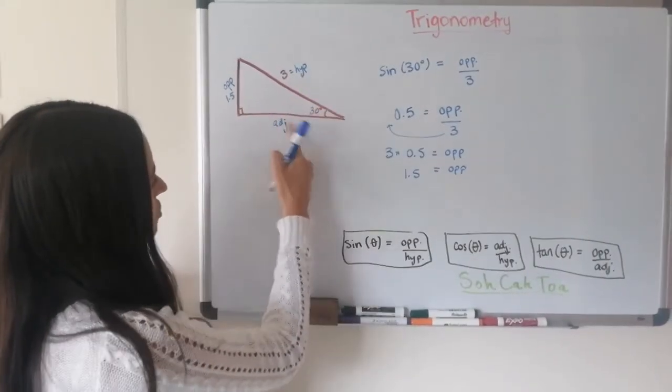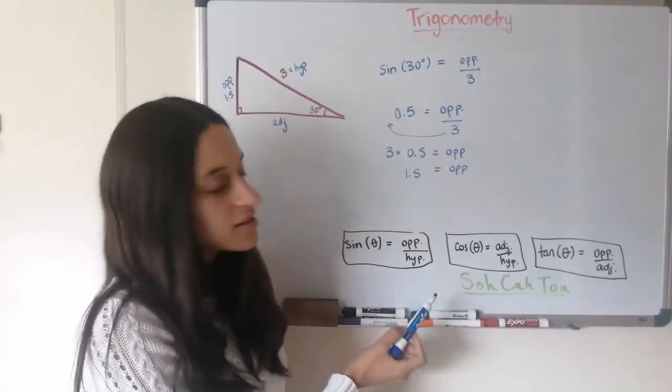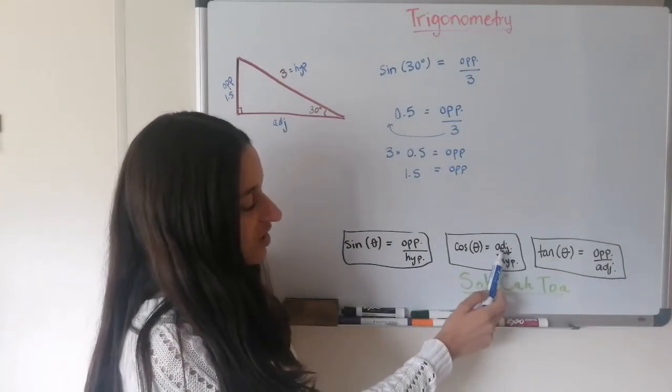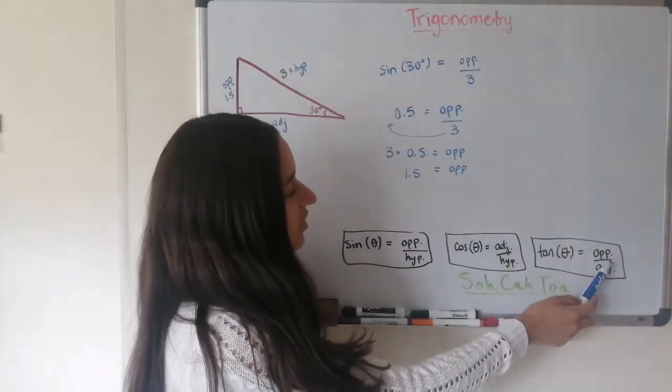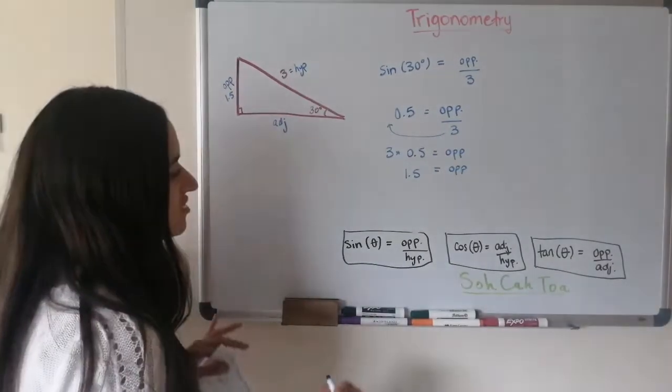Now we're also missing the adjacent. We have the hypotenuse and we have the opposite. So we can't use sine because sine won't give us adjacent since it's not in the equation. But we could use cosine and hypotenuse to figure out the adjacent. Or we could also use tangent and the opposite that we already know to figure out the adjacent. I'll just be using cosine because I think it's easier.